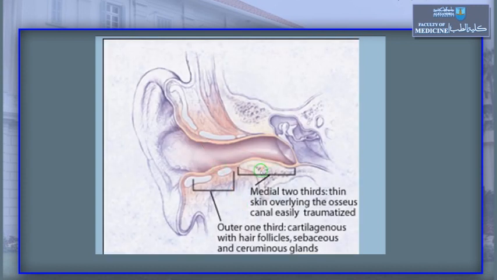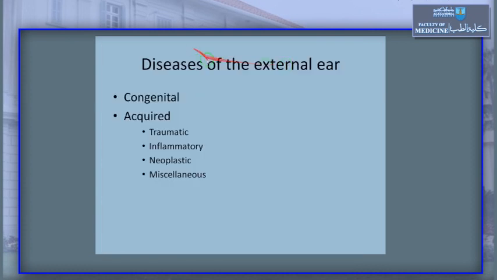As we remember, the canal has two main parts. The outer 1/3 is the cartilaginous part, which has hair follicles, sebaceous glands, and ceruminous glands. The medial 2/3, the bony part, has thin skin overlying the osseous canal, and it doesn't have these skin appendages. Diseases of the external ear: there are congenital and acquired diseases.